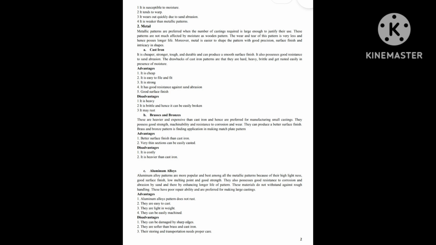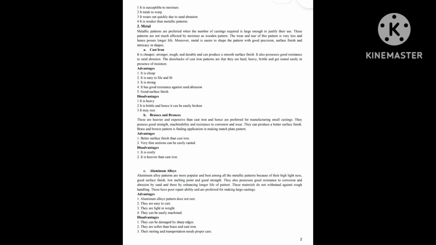2. Metal. Metallic patterns are preferred when the number of castings required is large enough to justify their use. These patterns are not much affected by moisture as wooden patterns. The wear and tear of this pattern is very less and hence it possesses longer life. Moreover, metal makes it easier to shape the pattern with good precision, surface finish and intricacy in shapes.